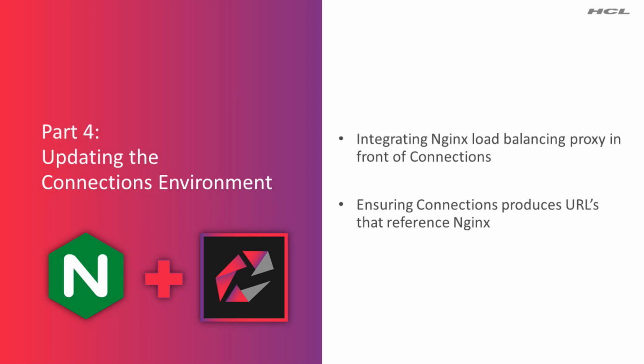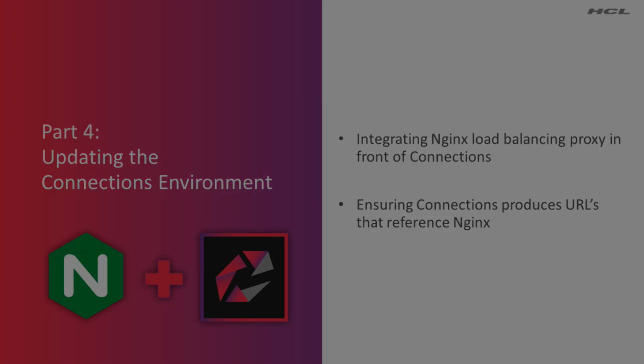The goal of this stage of the implementation is to front-end connections with Nginx so that it can divert requests on specific URI paths requiring customizations to the MW proxy service, while sending other requests directly to connections. Without this separation, the MW proxy service would have to handle every request destined for connections, whether it resulted in a customized HTML response or not.